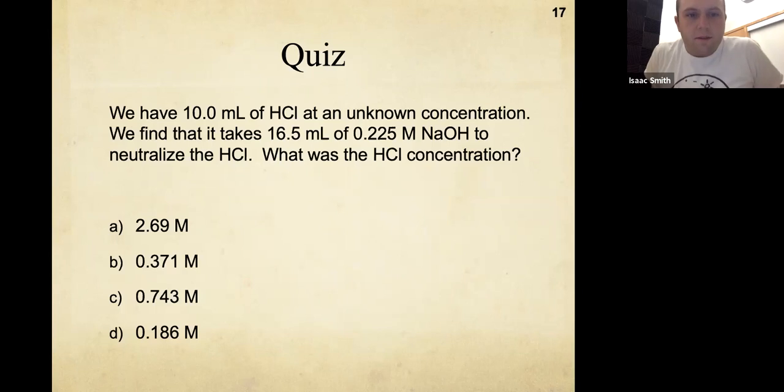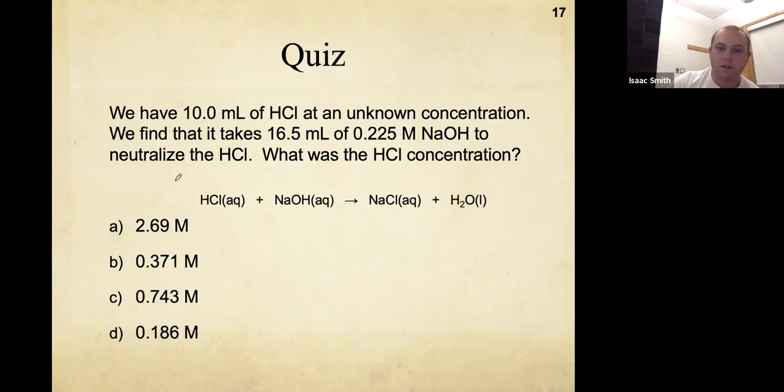All right, so it says we have 10 mils of HCl at an unknown concentration. Okay, that's not too helpful, but we'll keep going. We find that it takes 16.5 mils of 0.225 molar sodium hydroxide to neutralize the HCl. What was the HCl concentration? Okay, so write out the balanced chemical equation first. So we're doing a neutralization reaction. Hydrochloric acid is going to combine with sodium hydroxide. It's a base and an acid, so that's a neutralization reaction, and you form a salt.